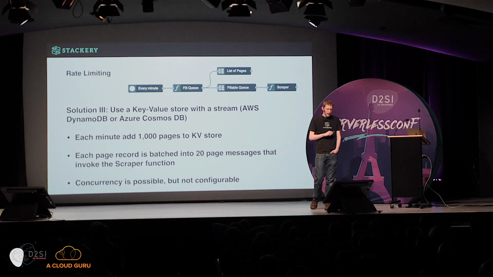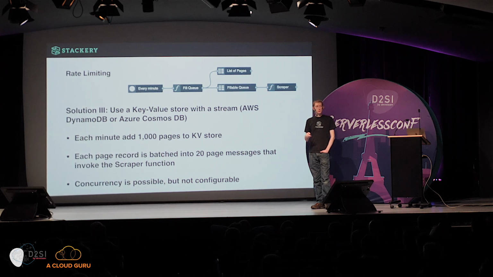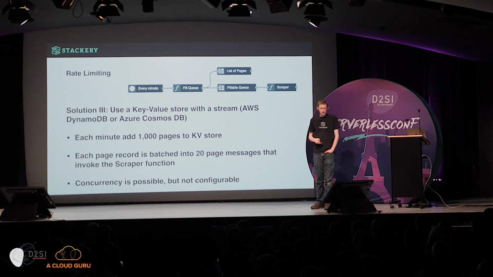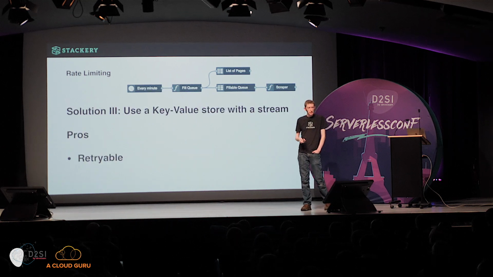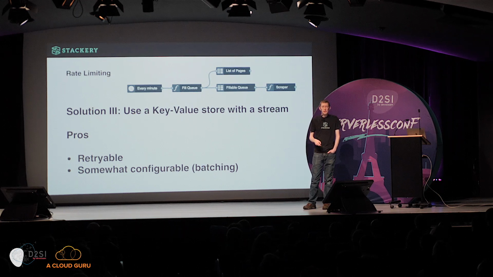The only problem is that concurrency, while it is possible, is not configurable. You can't ask the service to spin up X number of streams coming out of the database. You can only let it configure how many streams it thinks you should have. So the pros here: we still have retriability, and it is still somewhat configurable. We can set the batching size, the rate at which messages are put together into one message to invoke a function.